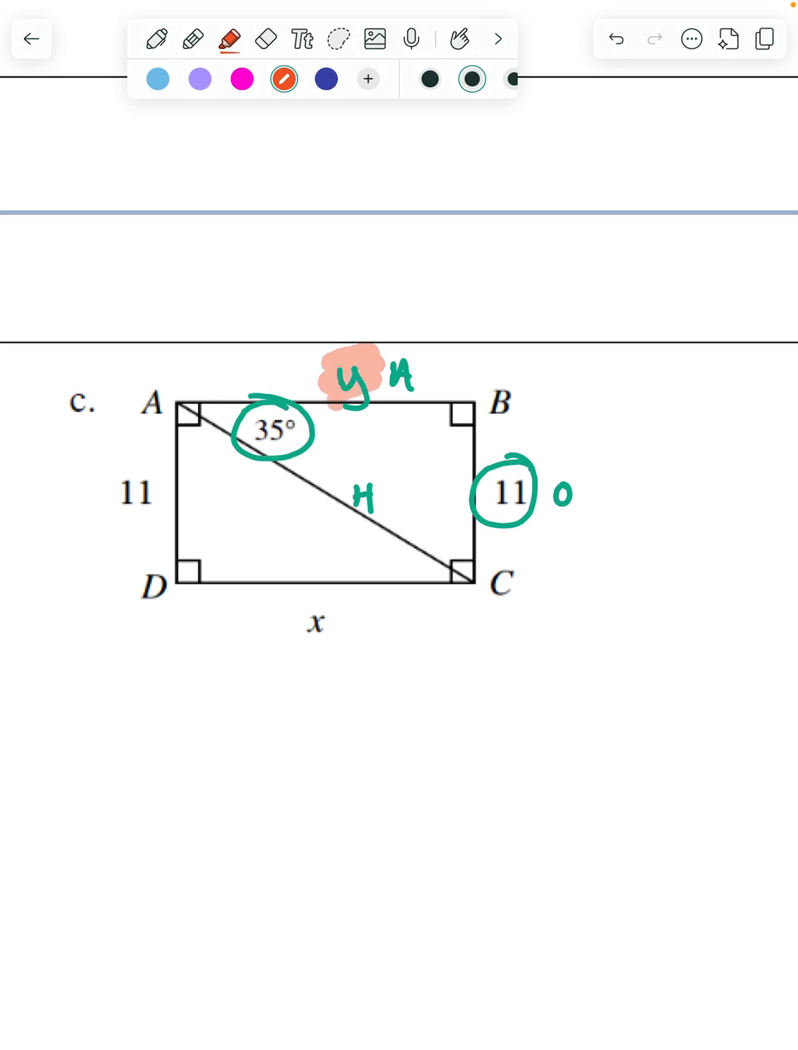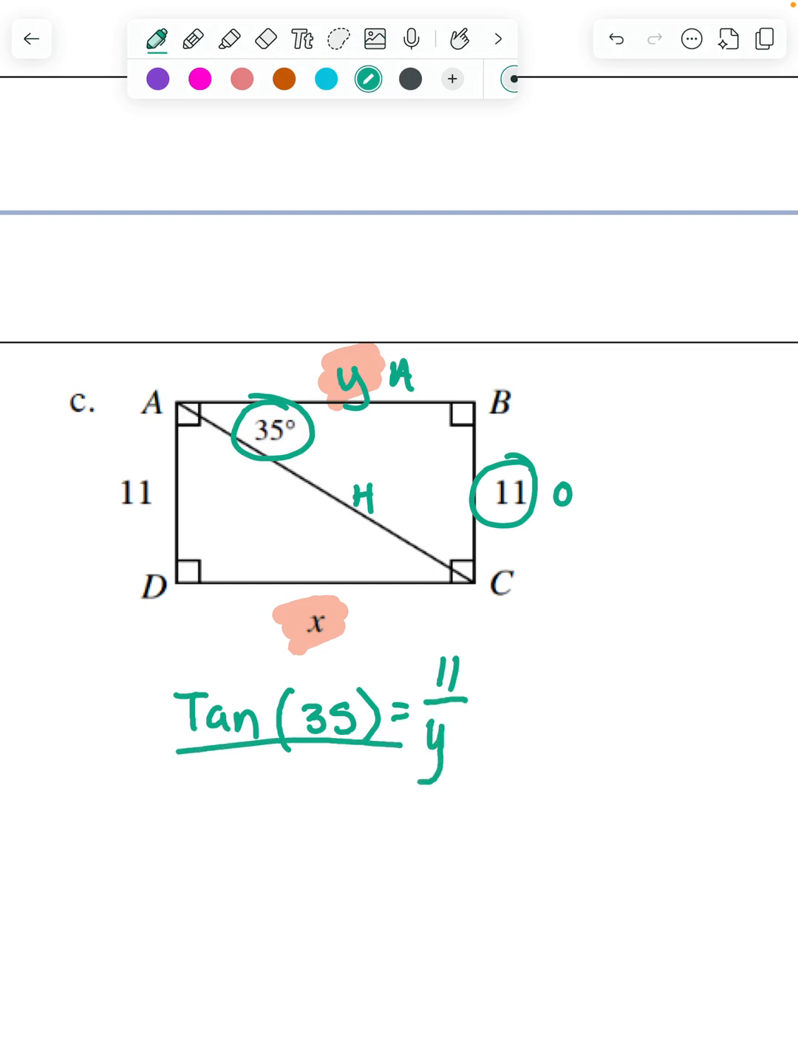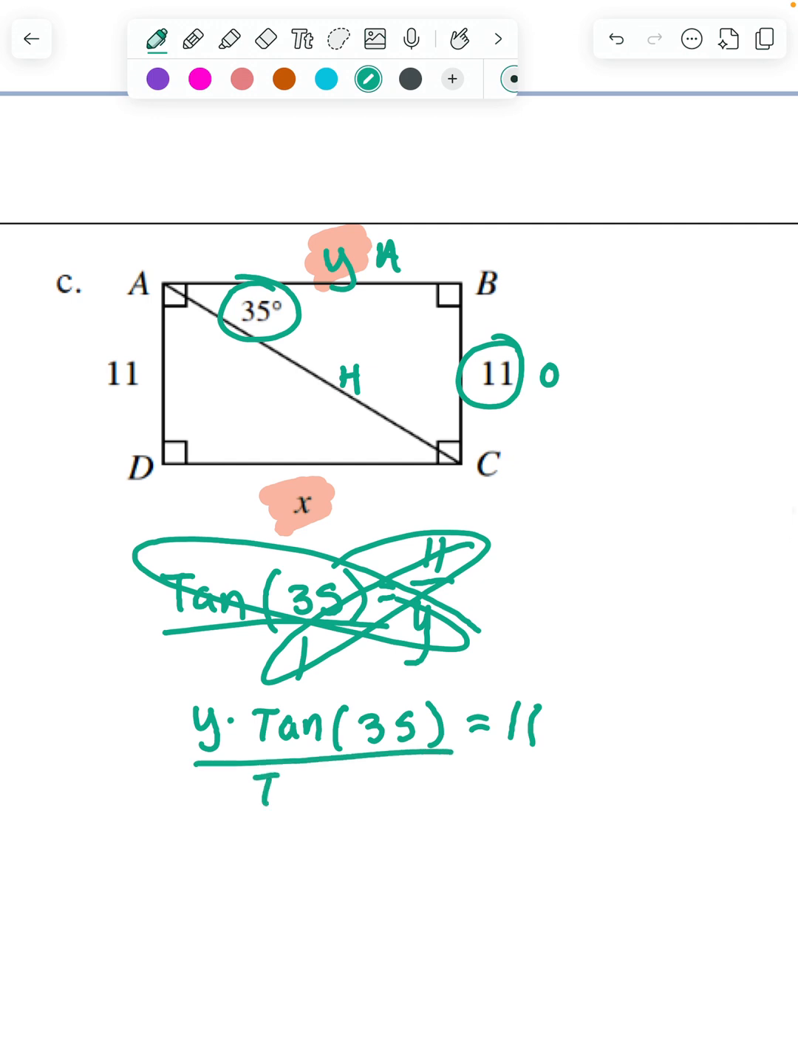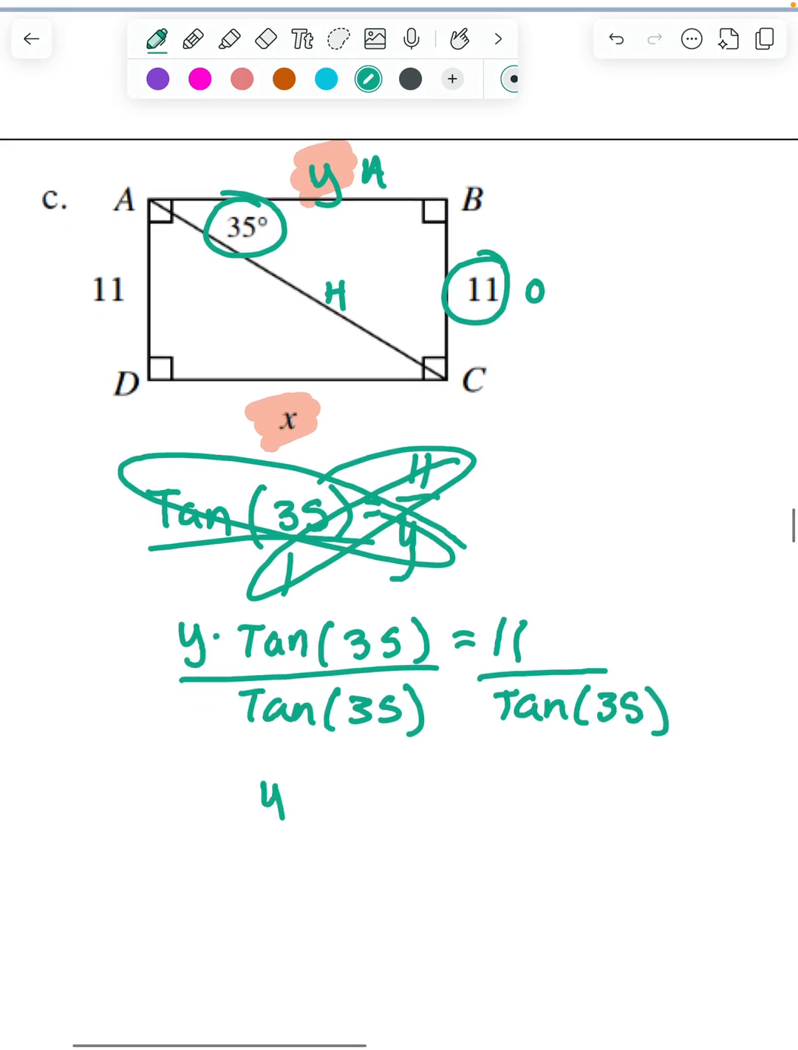So if I am looking to find this y right here, because I am looking to find the opposite side, I'm going to want to use tangent, because that is opposite over adjacent. Tangent of 35 equals 11 over y. When you cross multiply these, you get y times tangent of 35 equals 11. So then to get y by itself, you would divide by tangent of 35. Again, this is from last unit. And for y, when we do that, we end up getting 15.7.